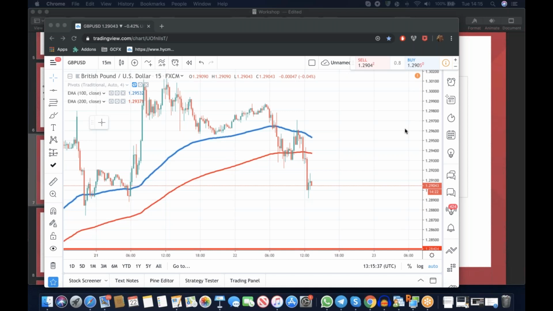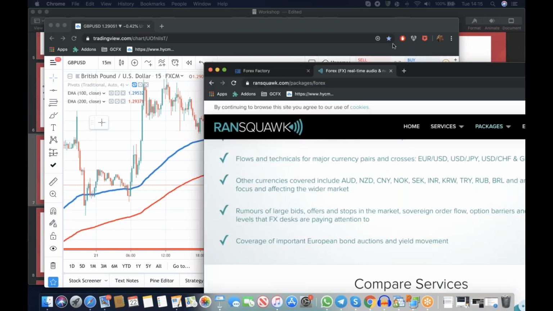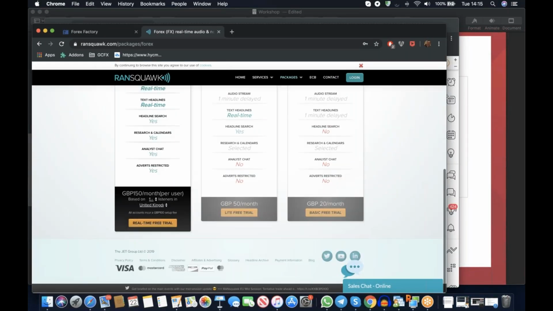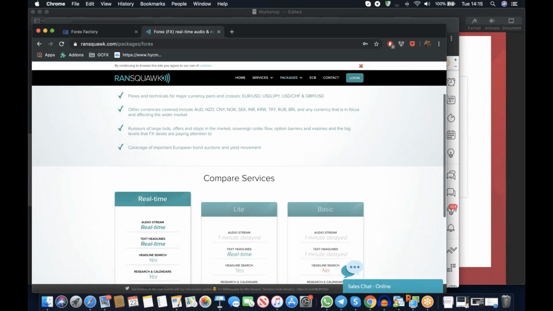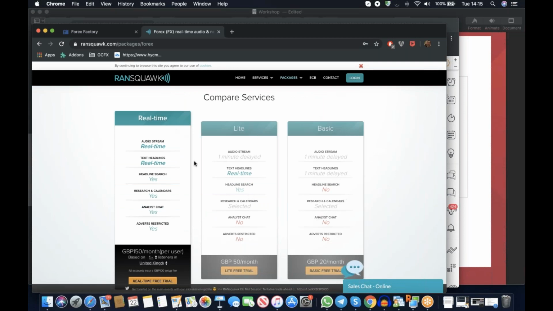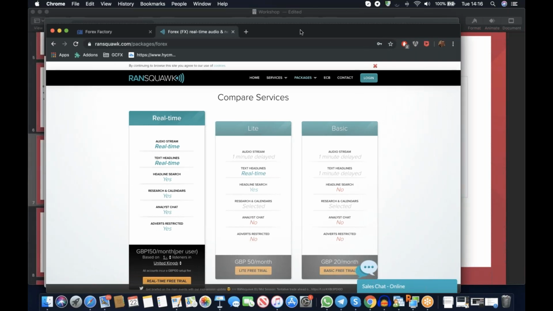Now, obviously, recognizing which are the important news announcements is another skill. But just understanding how a squawk service works would be helpful. So even if you don't intend to use it, I would recommend getting the free trial just so you can see what it is like. What's it for? And then you can make your own mind up.